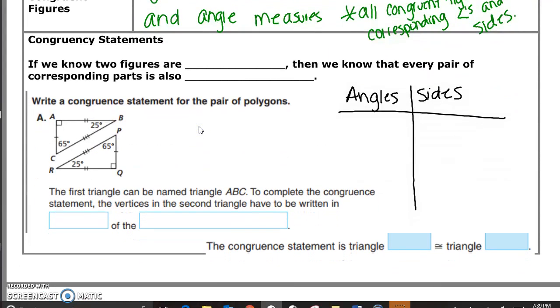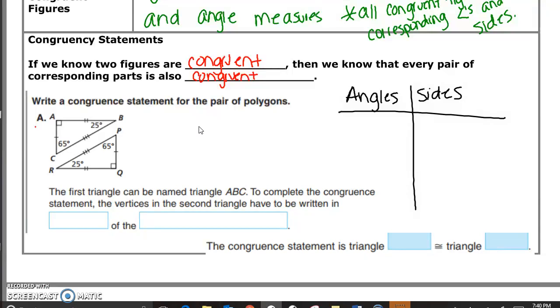So if we know two figures are congruent, then we know that every pair of corresponding parts are congruent. So those parts that match each other, those parts that are equivalent. Okay, so we're going to do this example together. I'm going to show you what I mean.